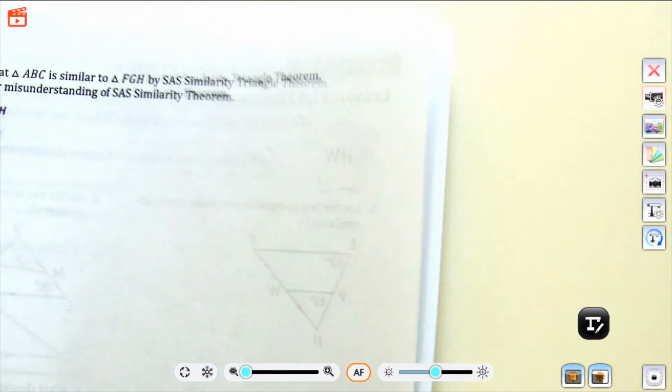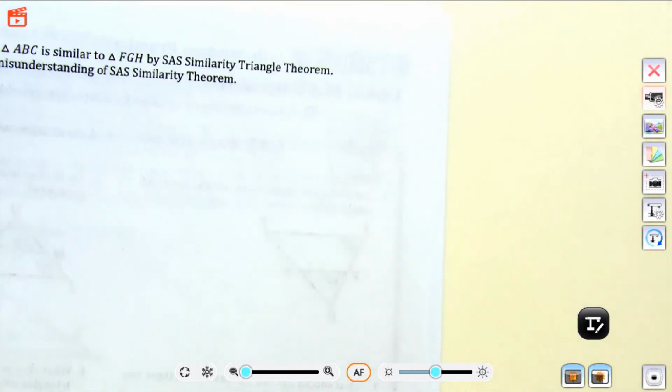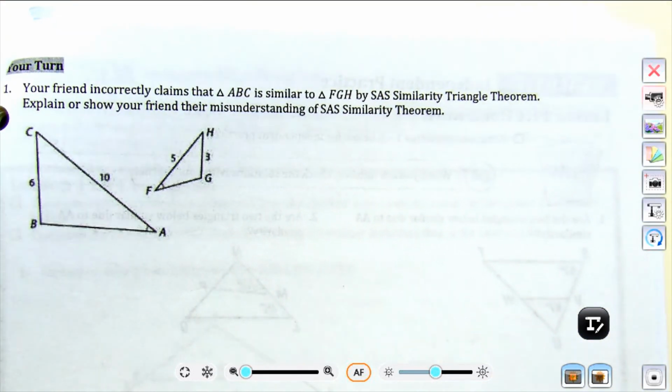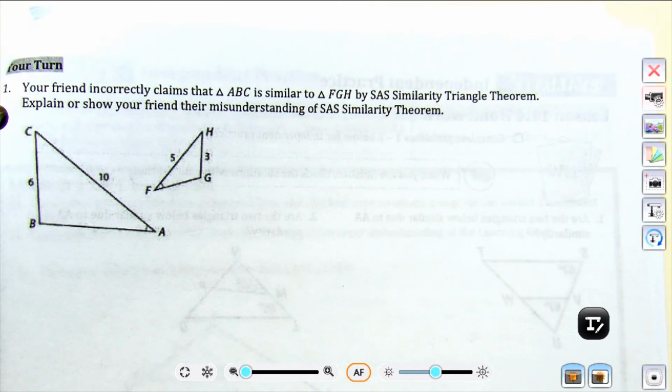Okay, and let's do one example. Okay, so let's read the problem. Your friend incorrectly claims that triangle ABC is similar to triangle FGH by the side, angle, side similarity theorem. Explain or show your friend their misunderstanding of the side, angle, side similarity theorem.